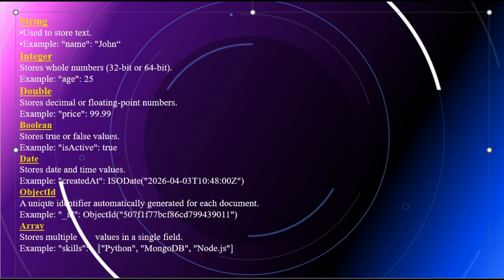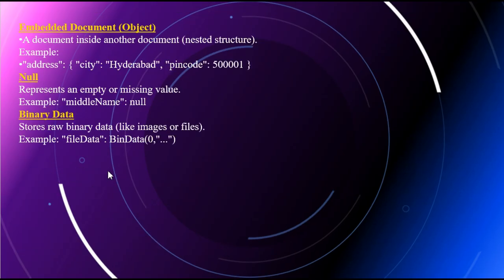One more is embedded document. An embedded document means a document inside another document, used for nested data. It keeps related data together. For example, address having city and pin code, and we can have some more fields in that address. So it is a document inside another document. It improves data organization.